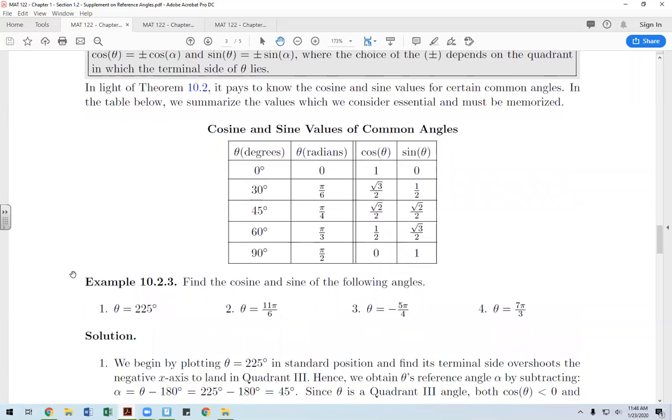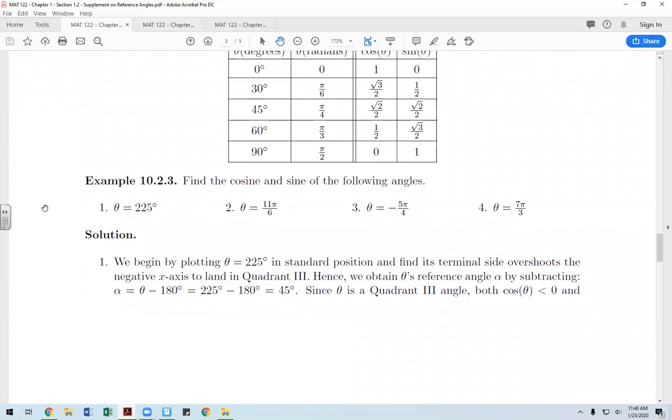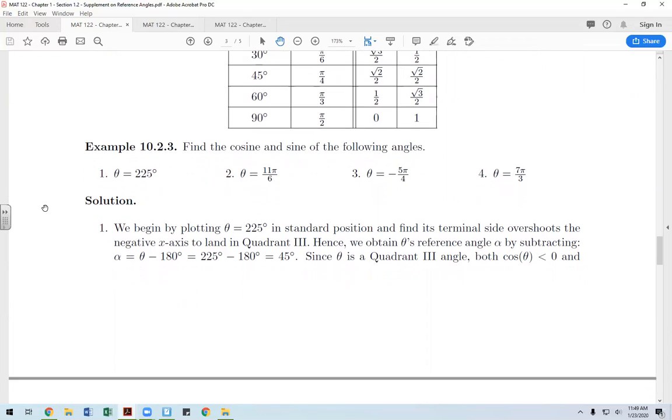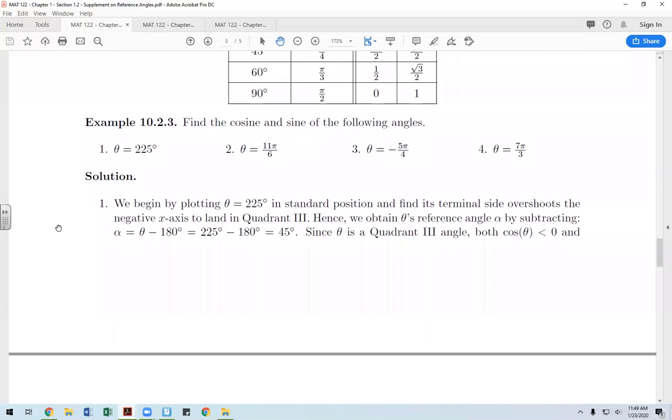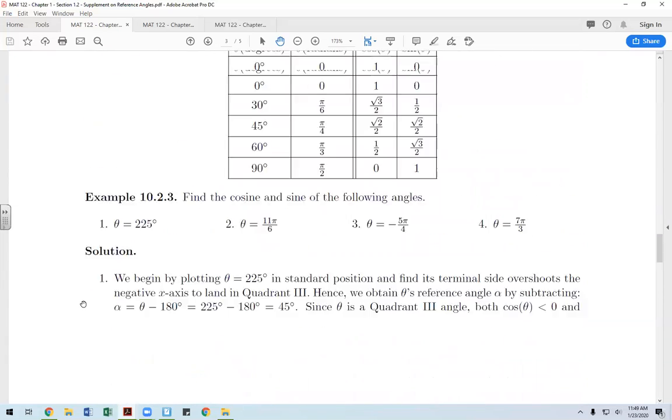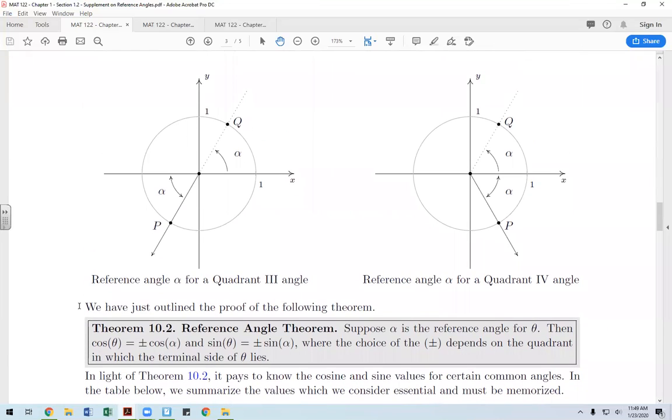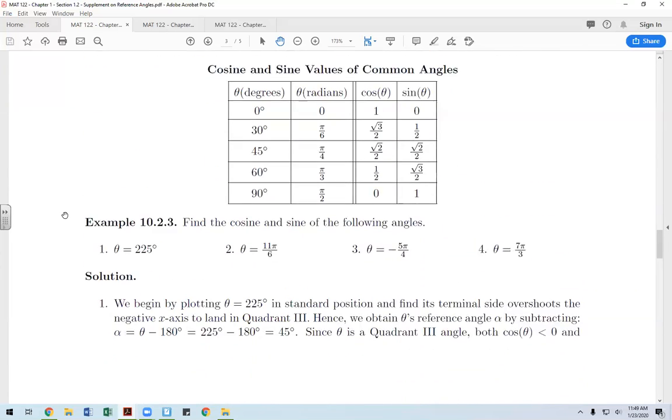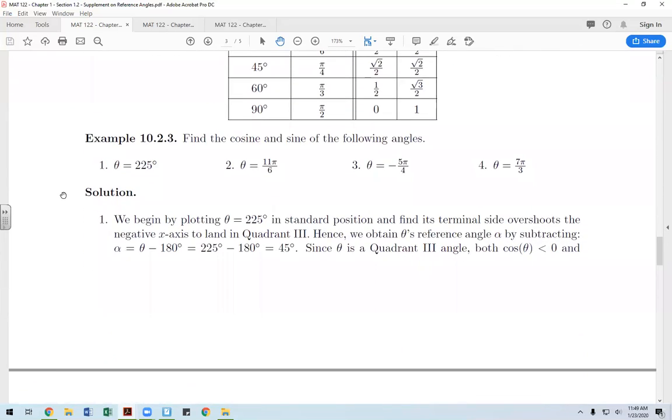If we can remember those, using the idea of reference angles, you can see we can come up with all of these different angle measurements. You've got theta equals 225 degrees. So we know 225 degrees is going to fall into the third quadrant, right? Because this one goes to 270 starting at 180. So what you can see we're doing here is taking our measurement of 225, subtracting 180 degrees from it, and that's giving us a 45-degree angle.